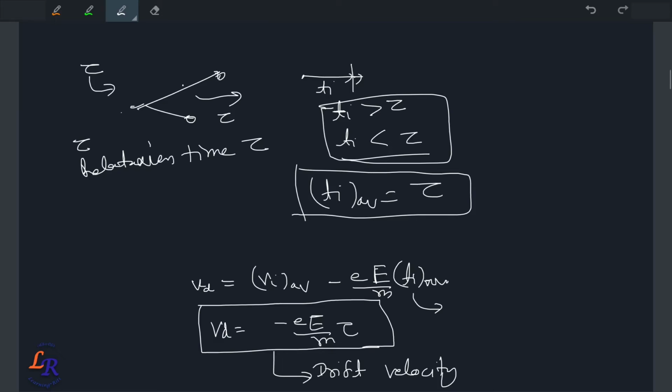Now let's find out the relation. We have calculated before that J is equal to sigma E. From that relation, if you find out the conductivity, where we are talking about origin of resistivity, of course it is the inverse of conductivity. So let's have a relation for how we can find that.